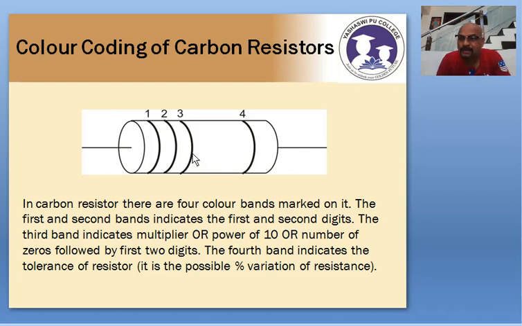Third ring represents the multiplier of 10. Fourth ring represents the tolerance of the resistance. You will not understand right now what is happening. You will understand only once you learn everything and one example. Until then, there will be no clarity about what I am telling. So just hold on for another 2 or 3 minutes to have the complete clarity of what I am telling.